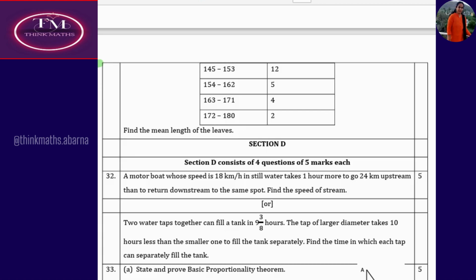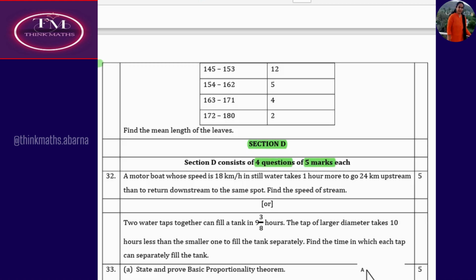In this session, we are going to discuss the sample question paper. In the previous video, we have already discussed sections A, B, and C, and now in this session, we are going to discuss section D. In section D, we have 4 questions of 5 marks. This is the long answer type.